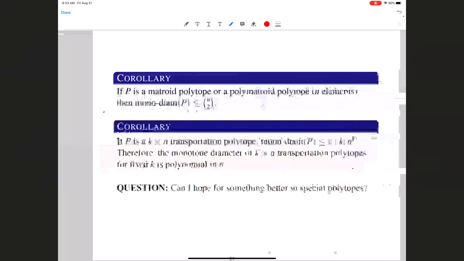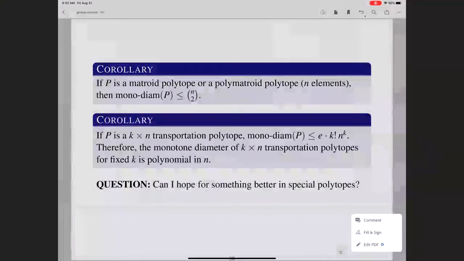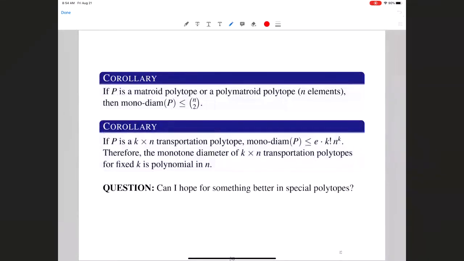I think Gilberto will get excited to see some of these applications. So this is dedicated to Gilberto for sure. He likes matroids. So, matroid polytopes, how many edge directions are there? Well, in matroid polytopes, we know, I think Gilberto used this in his thesis, that e_i minus e_j are all possible edge directions of matroid polytopes or polymatroids, right? So for a matroid with n elements, there are n choose two possible edge directions. So you immediately get a polynomial, a quadratic bound on the monotone diameter of a matroid polytope or a polymatroid.